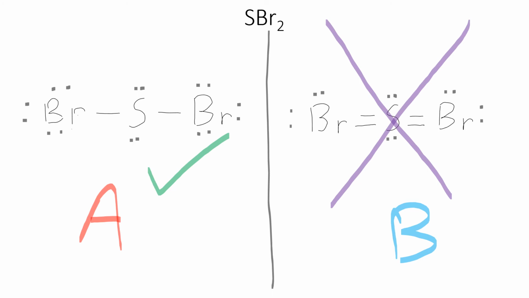You didn't need to expand the octet, even though it was a central atom, even though it's in the third period. You didn't need to. So structure B is incorrect. You really want structure A here. You only want to expand the octet when there's need to, when it's necessary.